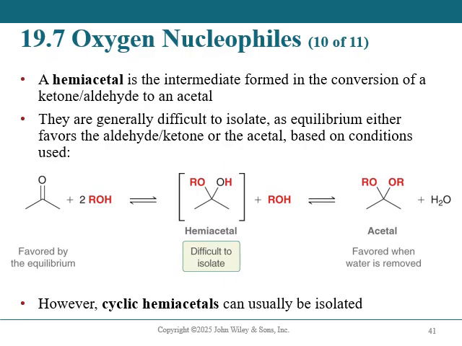Hemiacetal is the intermediate formed in the conversion of a ketone or aldehyde to an acetal. We actually saw that in the mechanism just a few slides back. They are generally difficult to isolate, as equilibrium either favors one side or the other. Rarely does it favor something in the middle. However, cyclic hemiacetals can usually be isolated. Again, that cyclic nature serves a very convenient purpose.